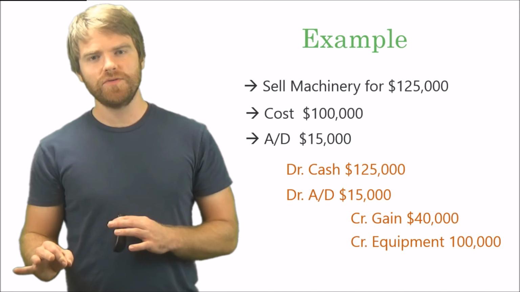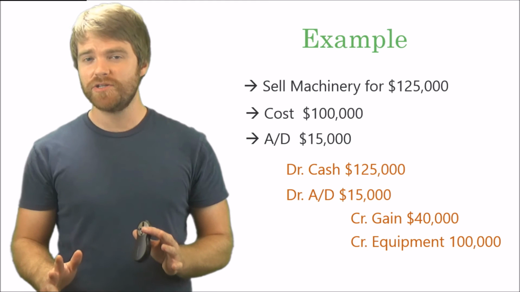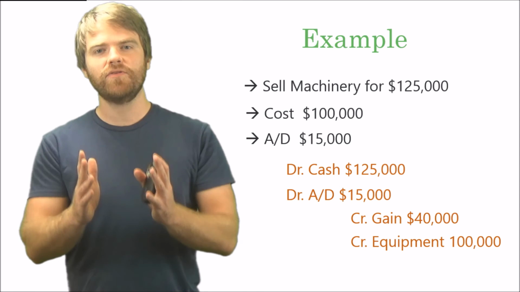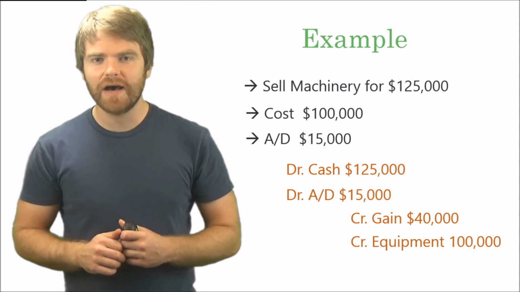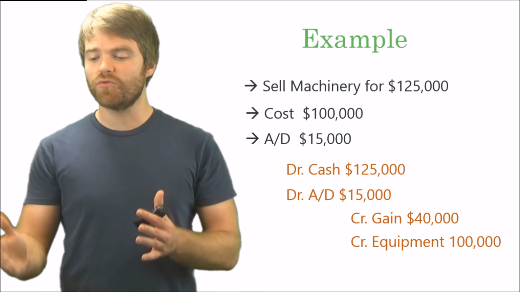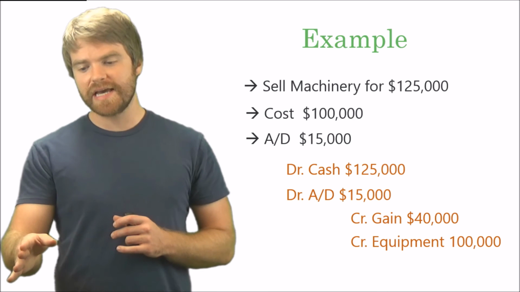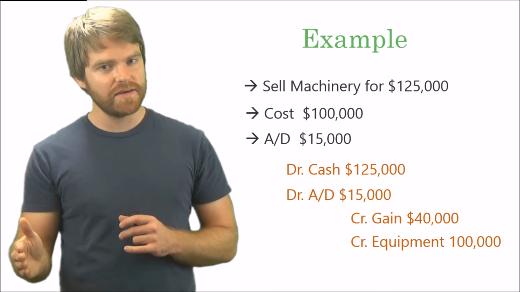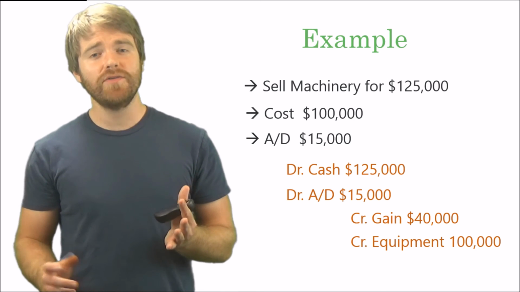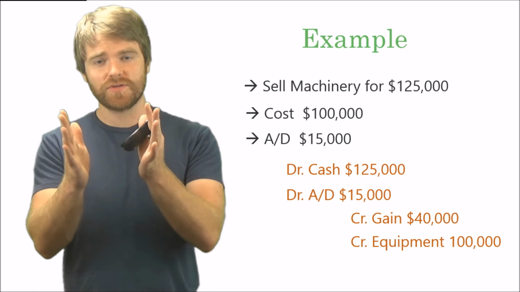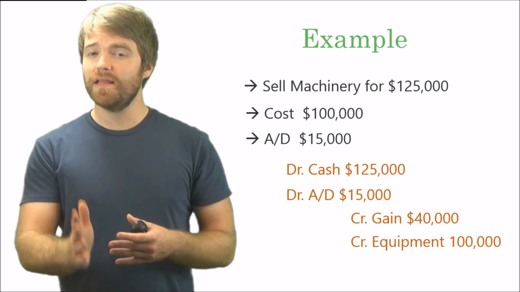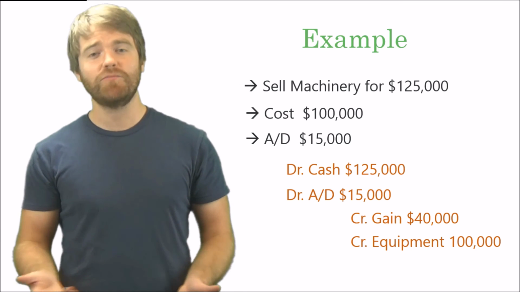Now, if you're still a little confused on it, that's okay. We're going to practice a lot of test questions like we usually do. But once again, to calculate a gain, you take the selling price and you compare it to your book value. That's it. So if your selling price, $125,000, is greater than the book value, which in this example, cost minus AD, is $85,000, you got $125,000 for it. So subtract those two, and you get a gain of 40 grand. Now, if your selling price is less than the book value, that would be a loss.